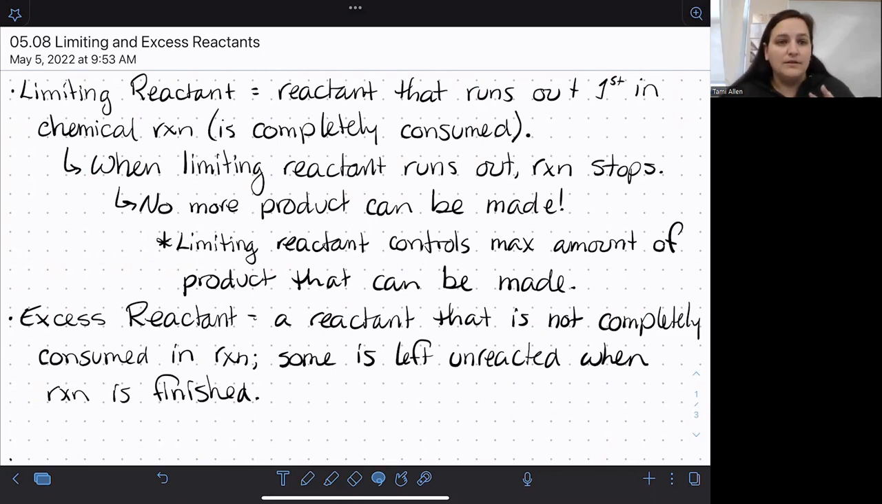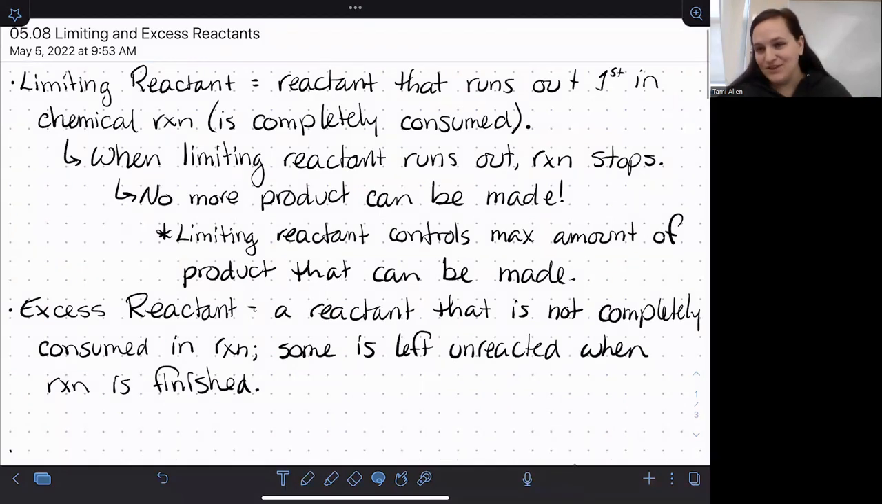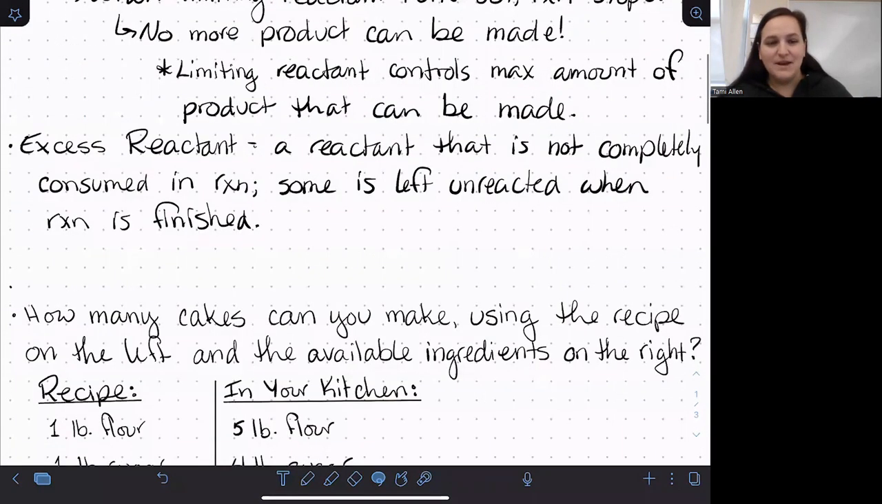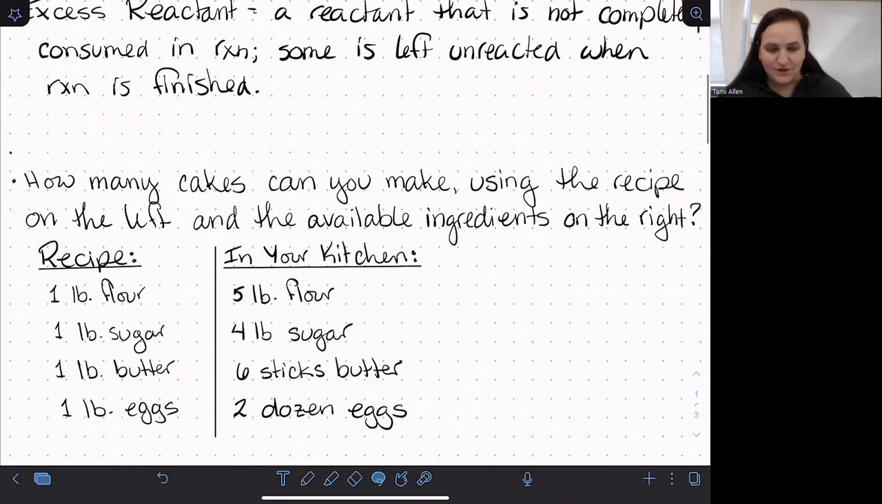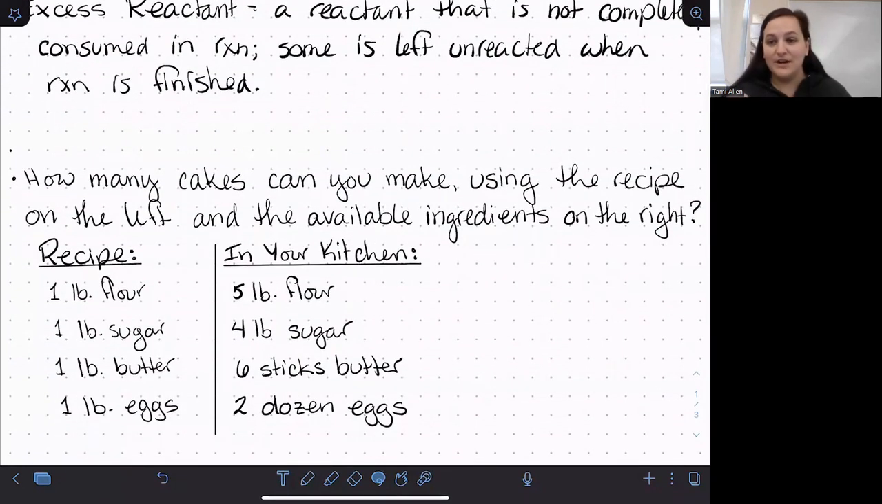So limiting reactants and excess reactants can be a little bit confusing, a little bit complicated. So I like to start with an analogy. Please bear with me for this analogy. Chemistry is really just cooking. So let's imagine instead of a chemical reaction, you're throwing a party and you want to bake some cakes.